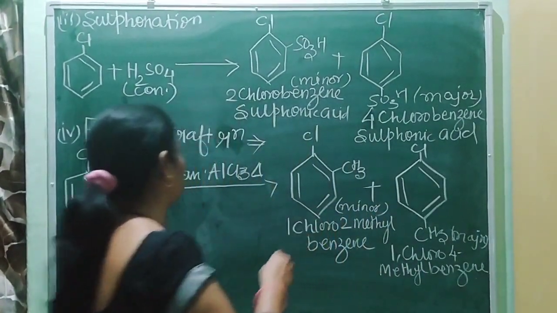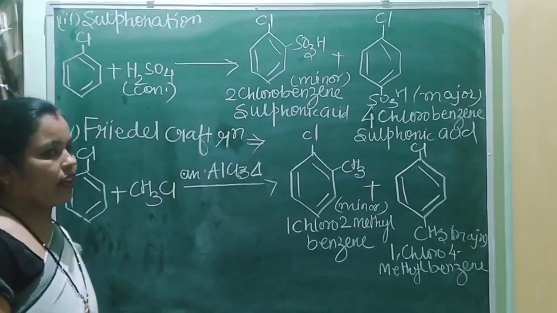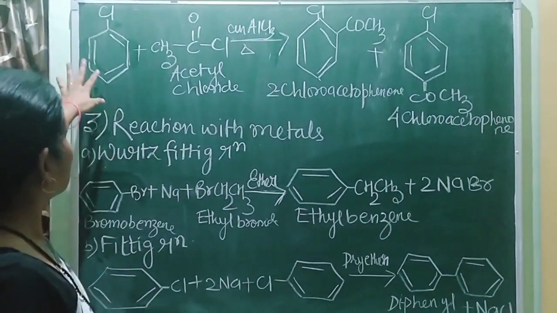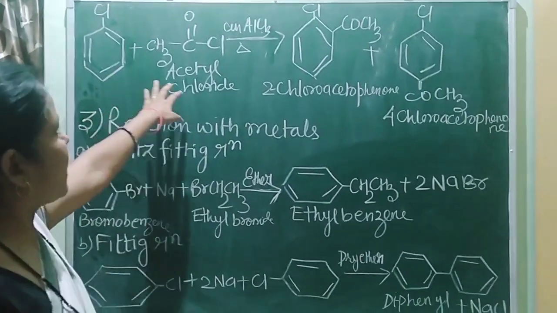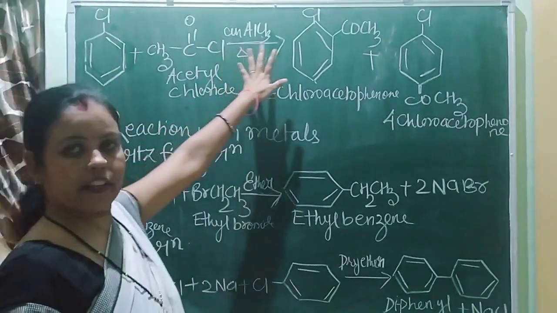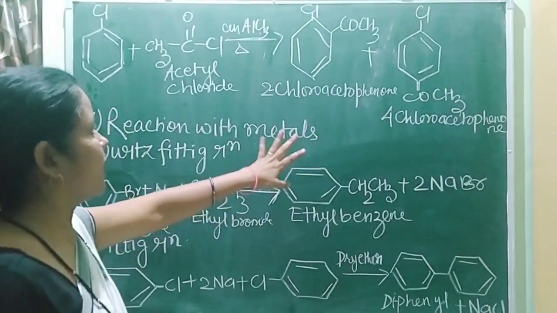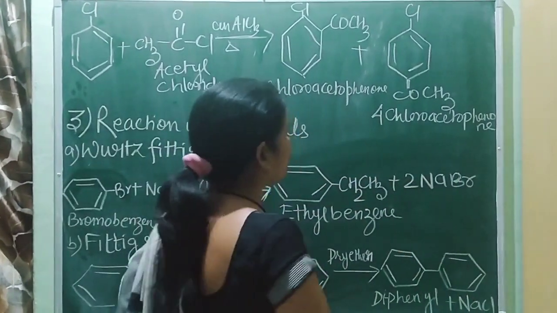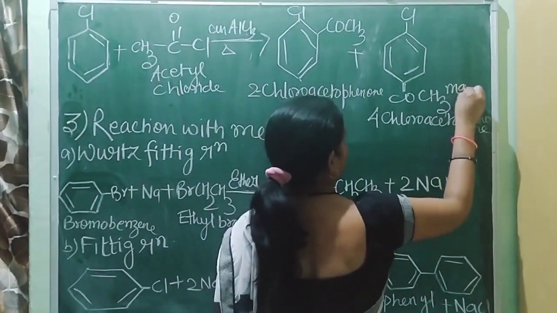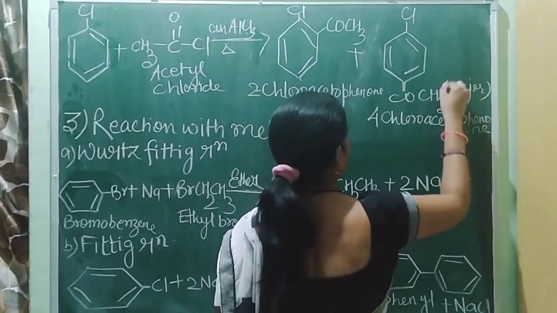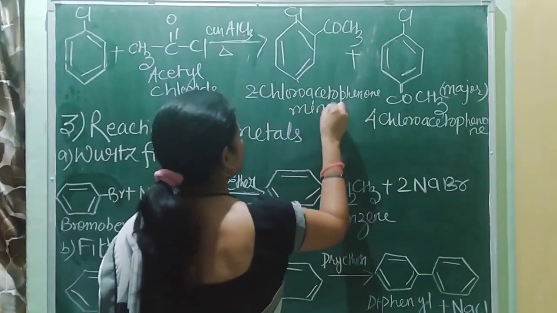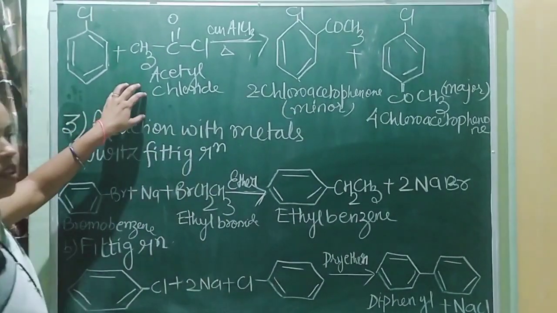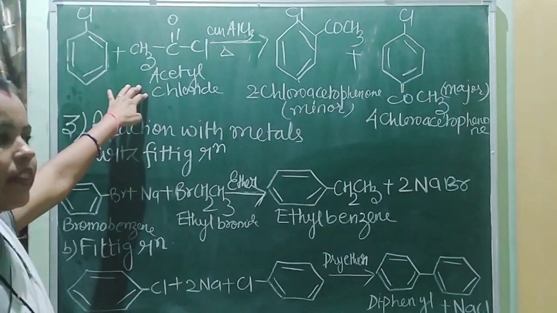Now we will see the Friedel-Crafts acylation. In this reaction, chlorobenzene reacts with acetyl chloride in the presence of anhydrous AlCl3. We will get a mixture of 2-chloroacetophenone and 4-chloroacetophenone, where 4-chloroacetophenone is the major product and this is the minor product. So this is the last electrophilic substitution reaction.